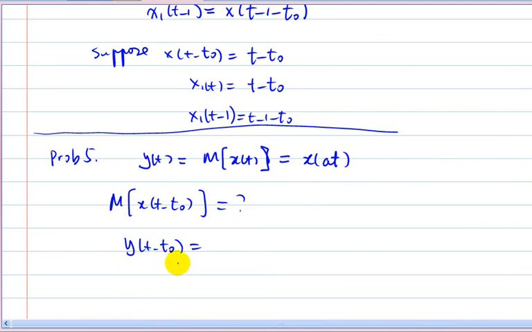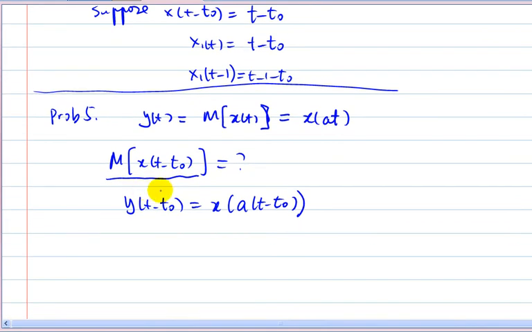What's y of t minus t naught? Simple. t is changed to t minus t naught. Your original system output is x of at, then that t has to be changed to t minus t naught. Don't forget the bracket. So what about this other term? Follow the procedure for problem 4.